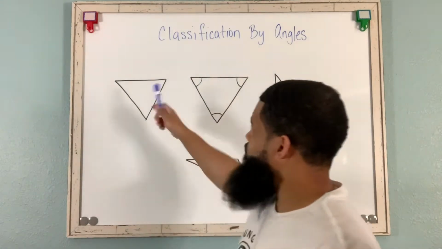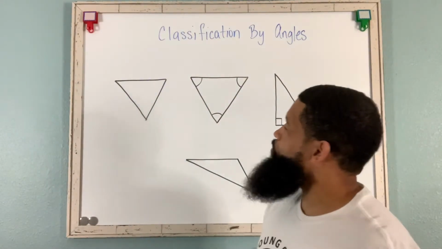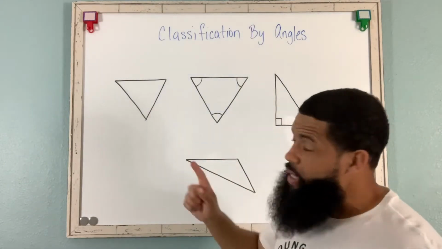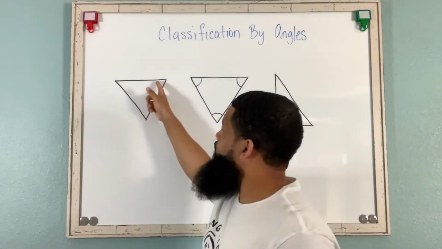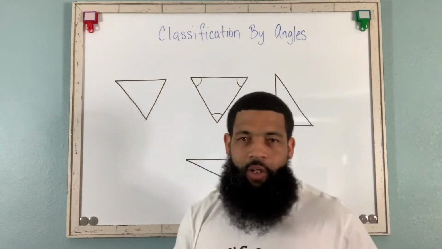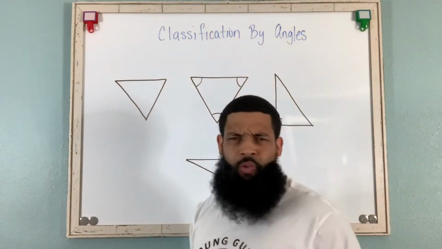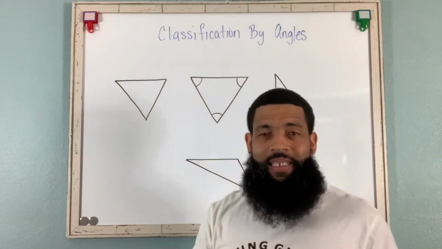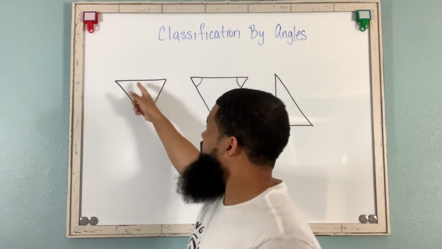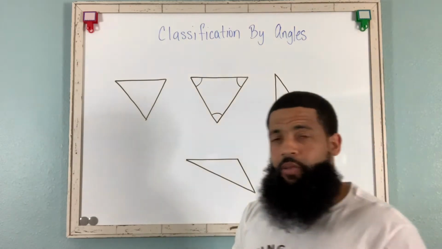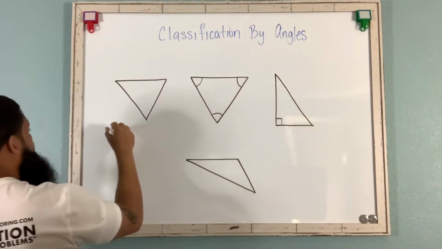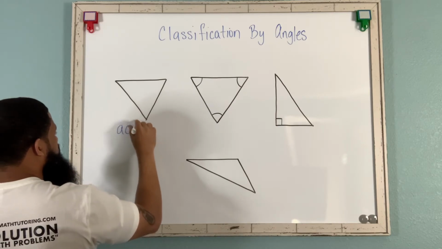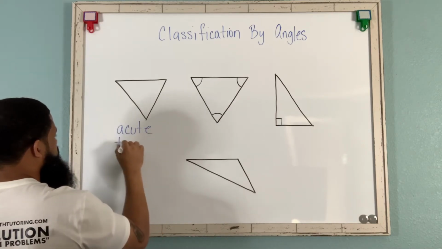Now, looking at the first one, you don't see anything. You just see a triangle. It has 3 sides like it's supposed to, but guess what? These 3 angles, visually you can tell these are acute angles. Well, what is an acute angle, you say? It's an angle with a measure less than 90 degrees. So when we have 3 acute angles, this is called an acute triangle.